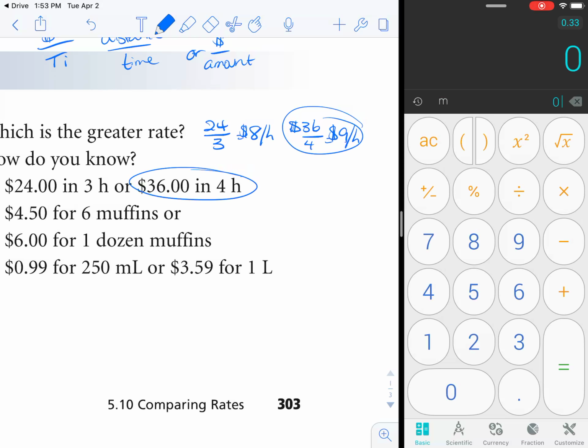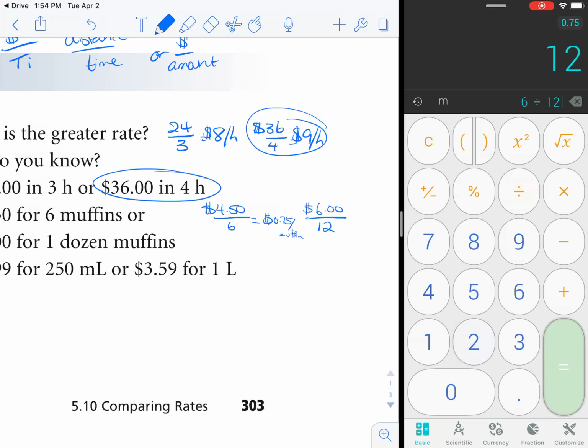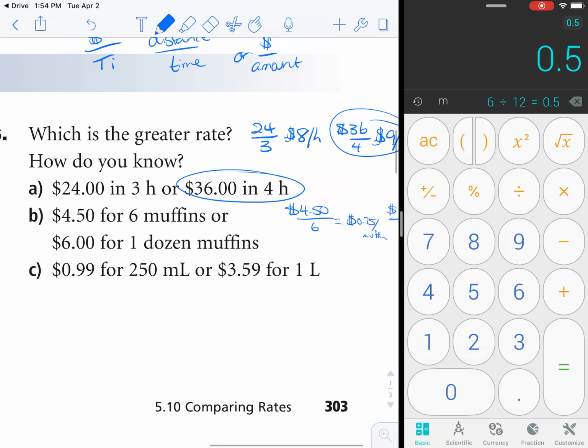Okay, $4.50 for 6 muffins. So again, it's money divided by amount. And the next one is $6 divided by a dozen, which is 12 muffins. Okay, so in this scenario, $4.50 divided by 6, there's 75 cents per muffin. And in this scenario, $6 divided by 12, they're 50 cents a muffin. So which one would you rather pay? Probably the dozen price.